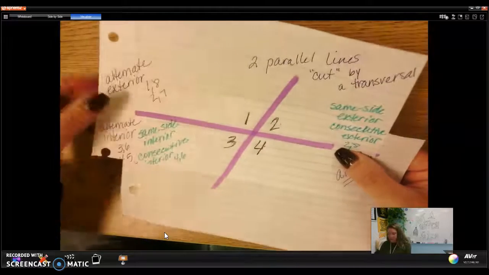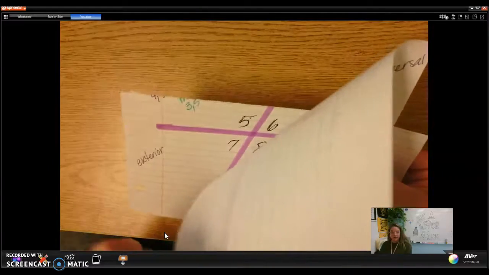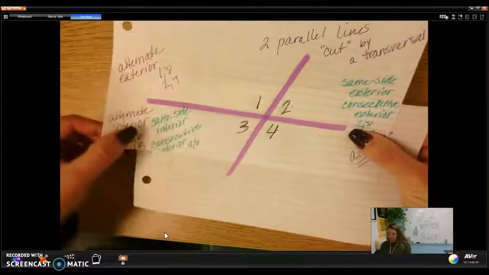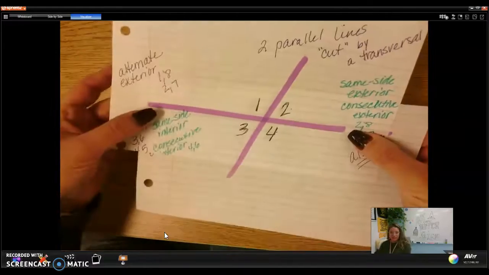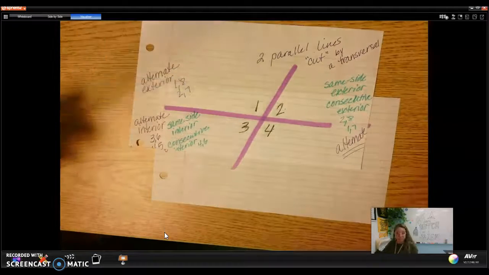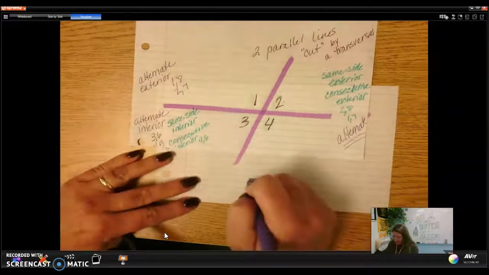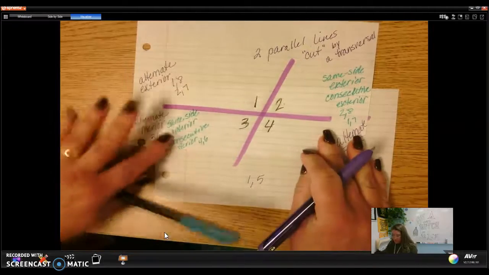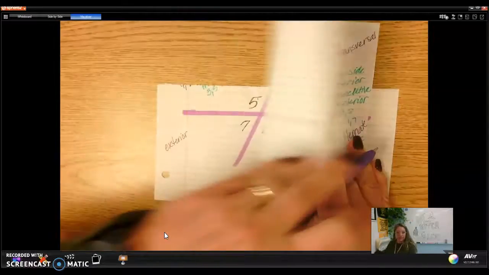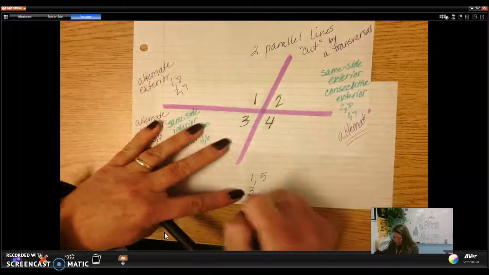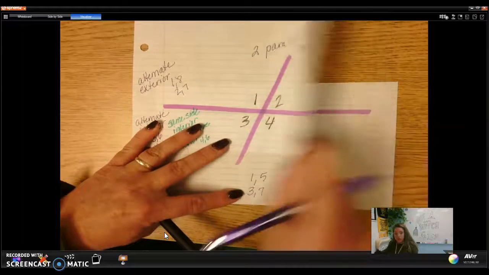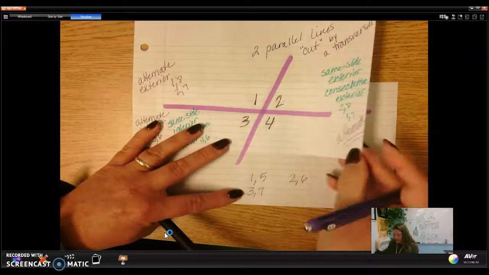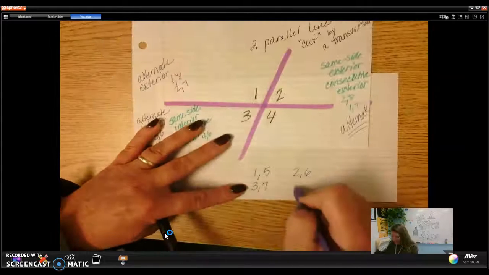What angle number would be right underneath number 1? Number 5. Right underneath number 3 would be number 7. Okay, so those have a special property to them. So number 1 and number 5. Underneath number 3 was number 7 again, so 3 and 7. Underneath number 2 is 6, so 2 and 6. And then underneath number 4 is number 8.